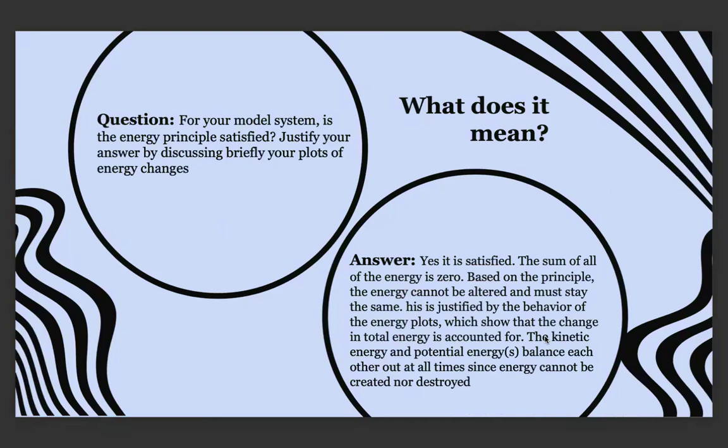And then when we want to talk about what it means, the first question, which was: for your model system, is the energy principle satisfied? Justify your answer by discussing briefly your plots of energy changes. And yes, it is satisfied. The sum of all the energy is zero. Based on the principle, the energy cannot be altered and must stay the same. This is justified by the behavior of the energy plots, which show that the change in total energy is accounted for. The kinetic energy and potential energy balance each other out at all times, since energy cannot be created nor destroyed.